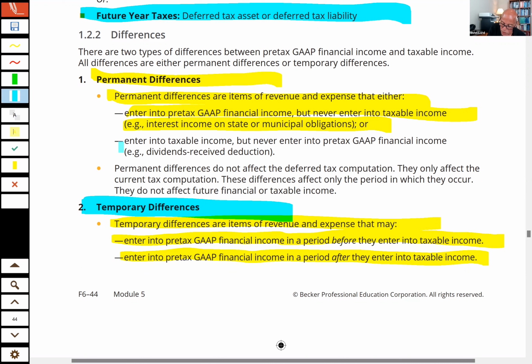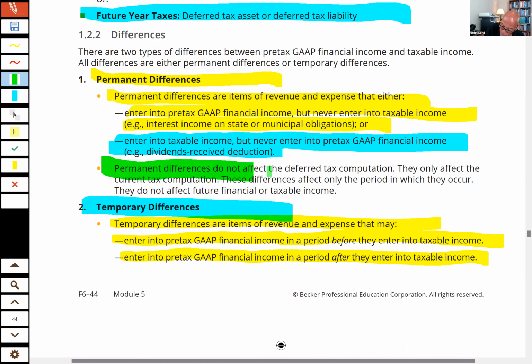Okay. Now, you could have something that enters into taxable income, but never enters into pre-tax GAAP financial income. And we're going to study this probably next time. For example, the dividends received deduction is something that is only relevant to tax. Now, you come over and they tell us that permanent differences do not affect deferred tax computation. Flashcard that. When you see permanent differences in a question and they ask you about the deferred tax situation, you ignore those. You do not enter them into the calculation.